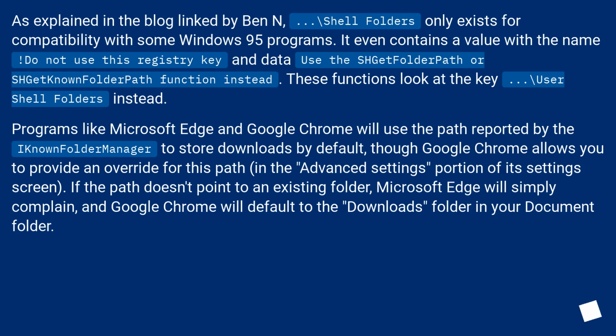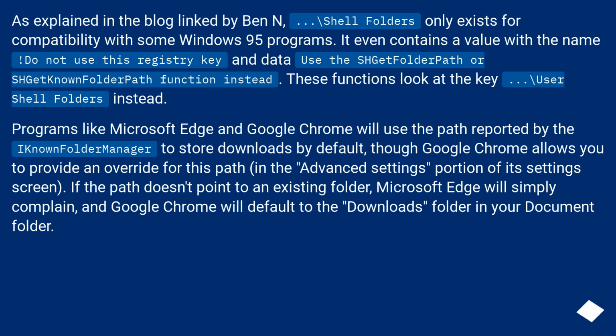As explained in the blog linked by Ben N., Shell Folders only exists for compatibility with some Windows 95 programs. It even contains a value with the name "!Do not use this registry key and data, use the SHGetFolderPath or SHGetKnownFolderPath function instead." These functions look at the key User Shell Folders instead.